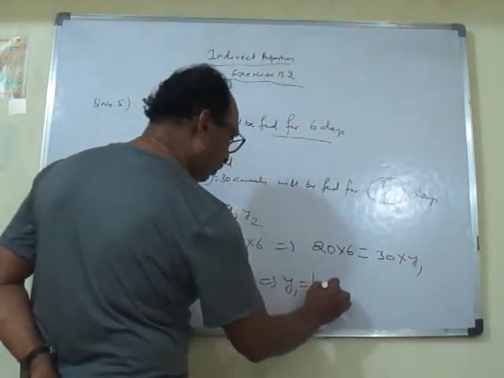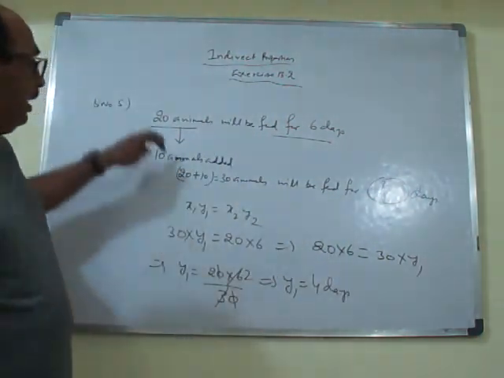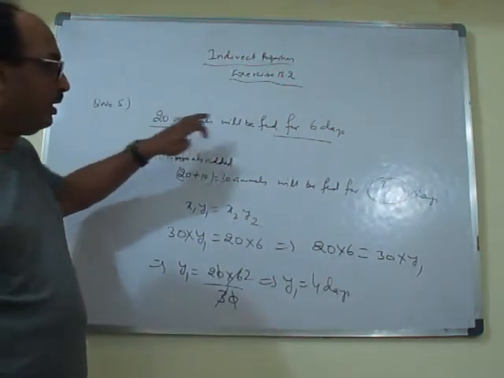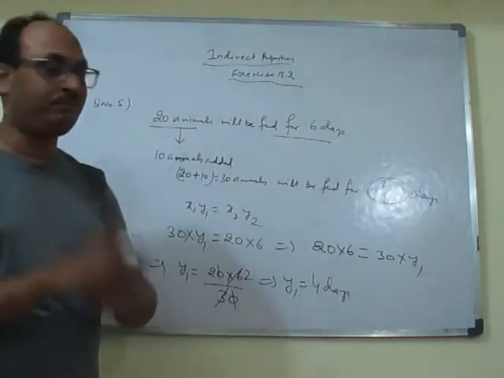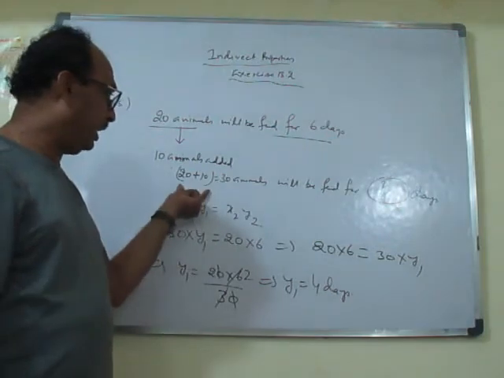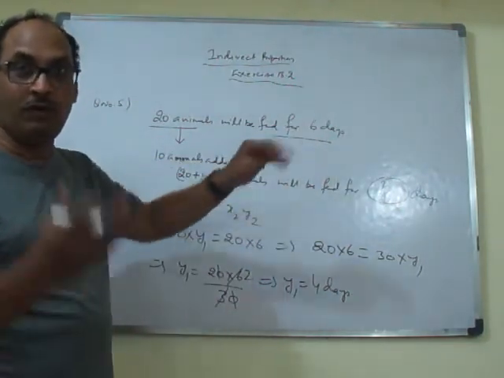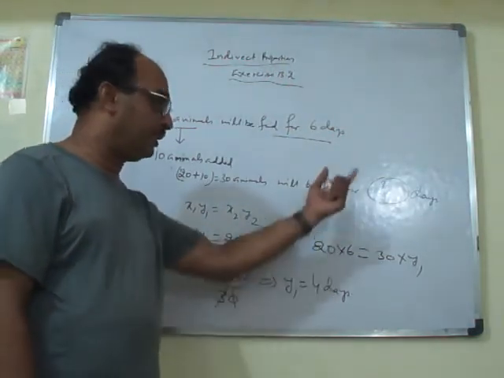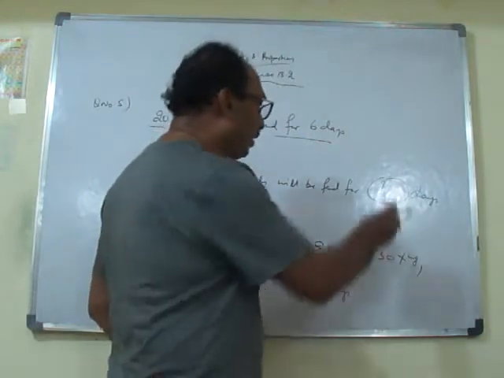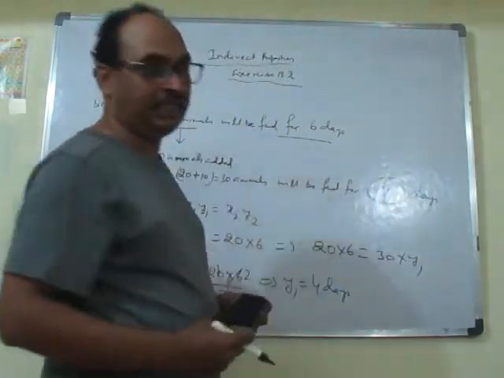y1 is equal to 4 days. So what we have found: if fewer animals were there, they were fed for 6 days with the same food. If there were 30 animals, meaning animals have increased, naturally this food will also get decreased. So they can be fed only for 4 days. Okay, only for 4 days. So our answer will become 4 days.